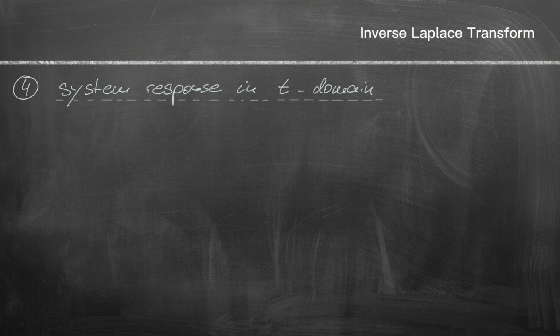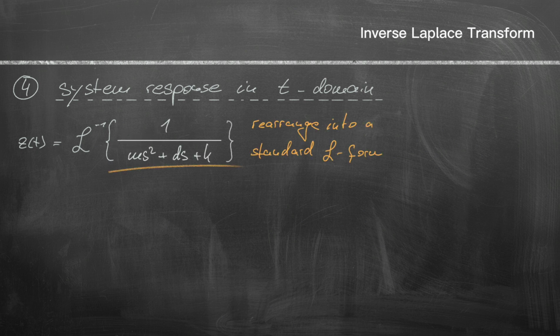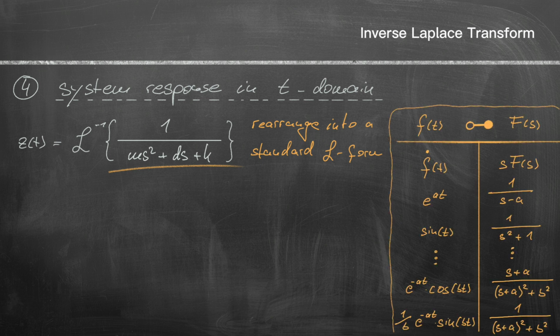To achieve this, we have to transform the system response Z(s) back into the time domain, and we proceed as follows. We have to rearrange Z(s) into a standard Laplace form such that it can be inverse transformed. According to the Laplace table, you can see a short snippet of such a table here. In that table, you observe the correspondences between functions on the frequency domain on the right-hand side and their corresponding inverse transforms on the time domain on the left-hand side.